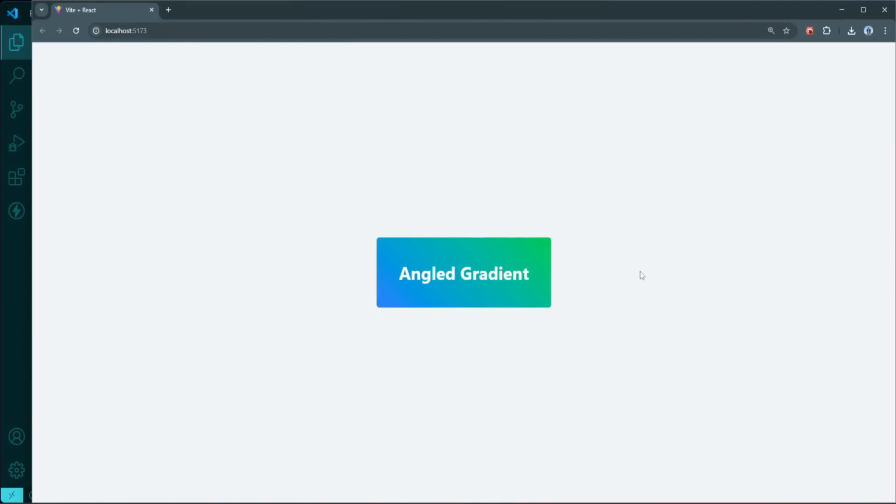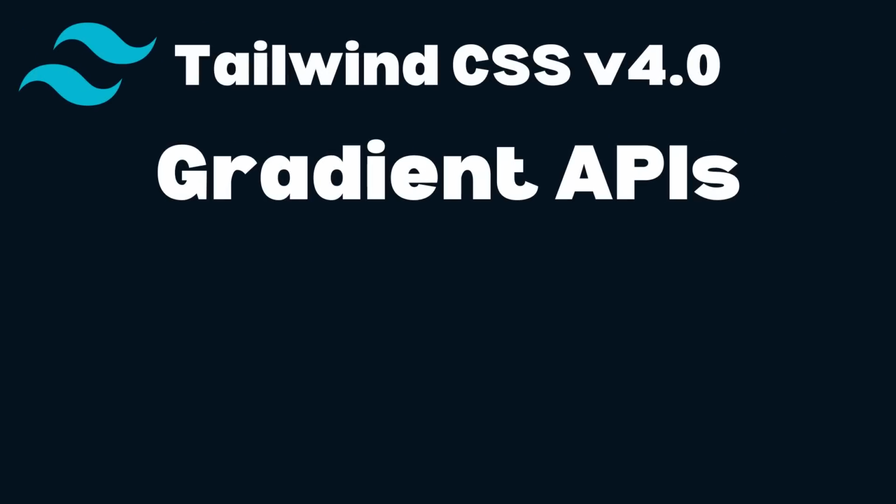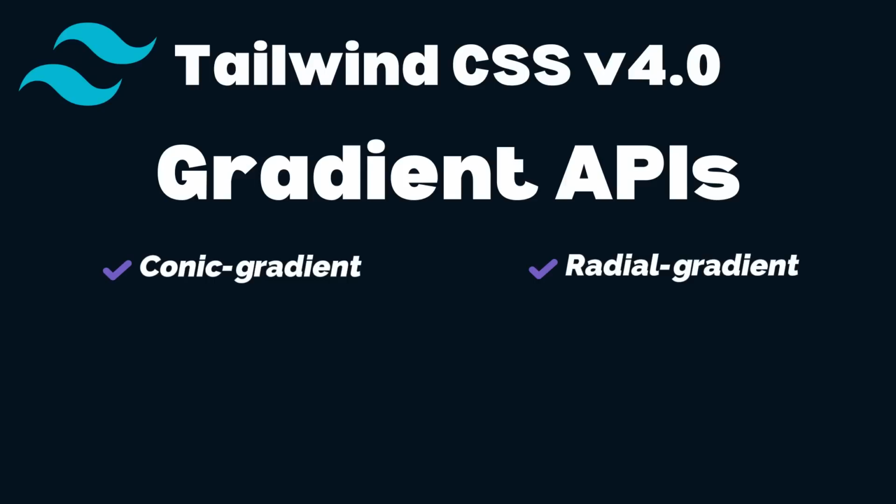So in this example, BG Linear 45 applies a gradient at a 45-degree angle, making the transition smoothly diagonal instead of just left to right or top to bottom. From blue 500 to green 500 blends the gradient from blue to green along this angle. Beyond angled gradients, Tailwind 4 introduces two powerful new gradient types, conic gradients and radial gradients.